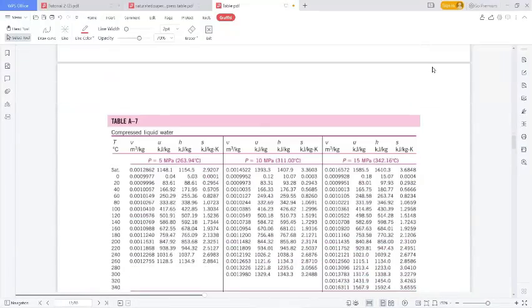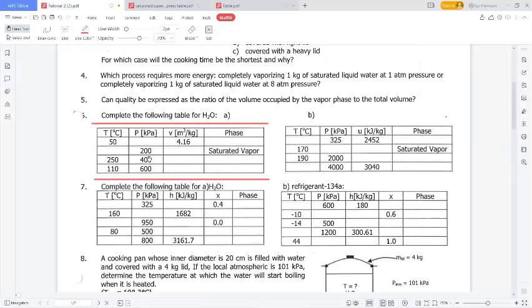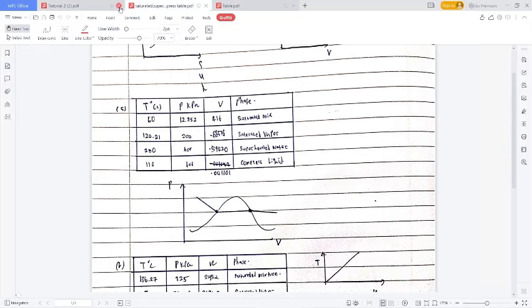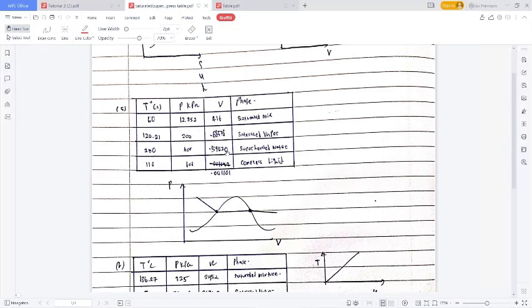Compressed liquid. So the minimum pressure for compressed liquid will be 5 megapascal, but we were dealing with 600 kPa. If we convert into megapascal, it will be 0.6 megapascal. So the information doesn't state in the table A7. So how do we want to find out what is the specific volume? Indeed, the first, there will be in the form of compressed liquid, but how do I know what is the specific volume?